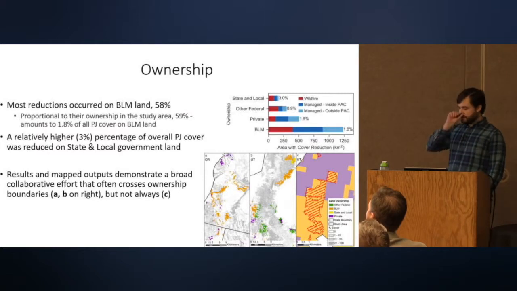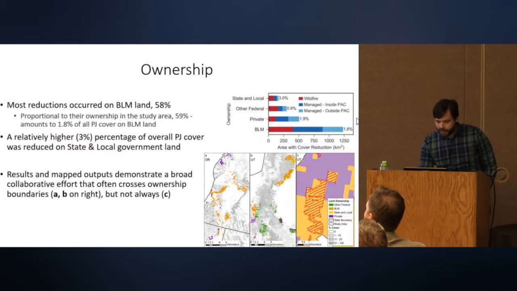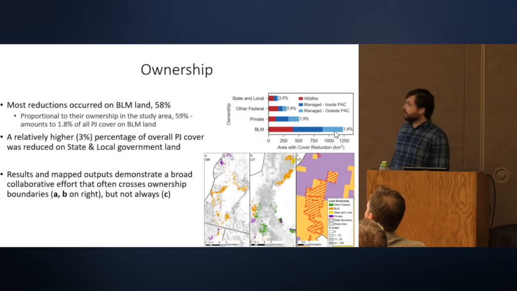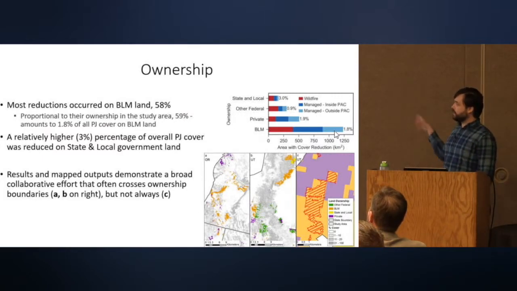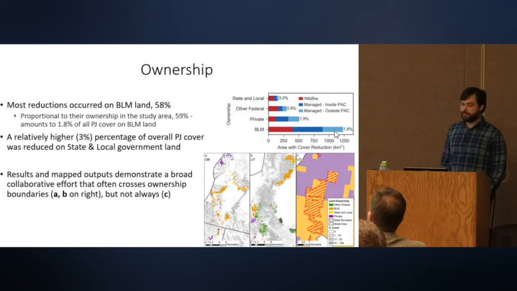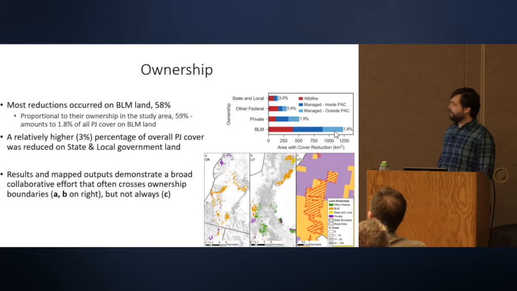We also found that relative to the area of ownership in terms of proportion, there was a fairly large amount of reduction occurring on state and local government land. So if you look at this graph on the top right here, the number at the end of the bar graph is the amount of conifer reduction as a proportion of all of the conifer within that ownership category. So 3% of all of the conifer woodlands on state and local lands experienced reduction, compared to 1.9 and 1.8% on private and BLM lands. But about half of that was due to fire.